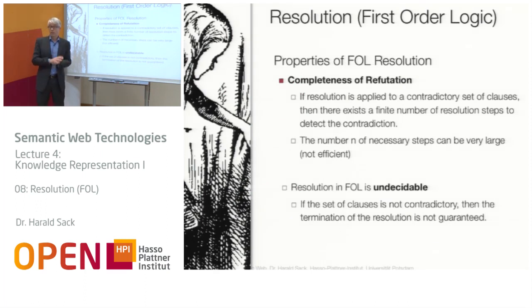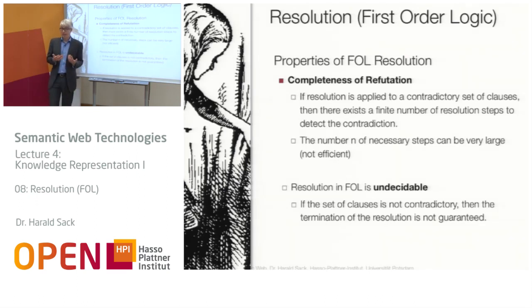Resolution itself has, of course, certain properties, and one of them is the so-called completeness of refutation. So what does that mean? So if a resolution is applied to a set of clauses that contains a contradiction, then there always exists a finite number of resolution steps to detect this contradiction. But the problem is, of course, the number that is needed to find the resolution might be pretty high. So it's not an efficient method.